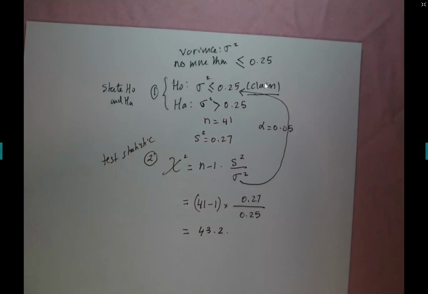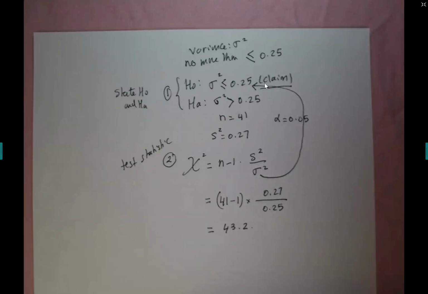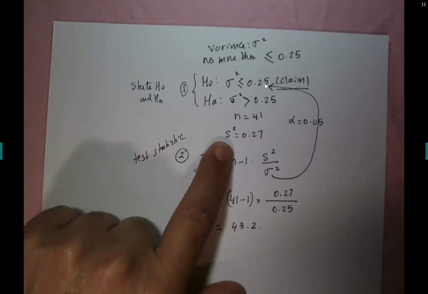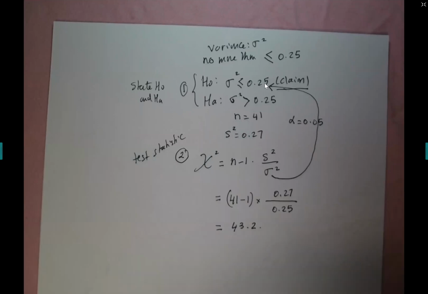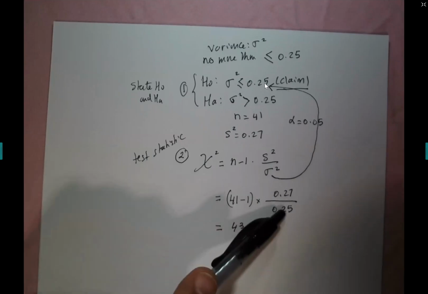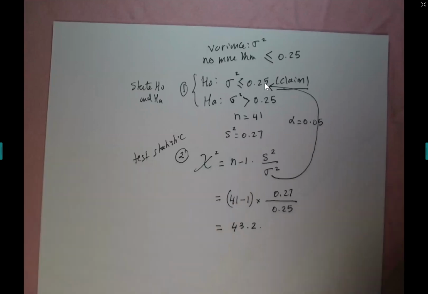Okay. I have a question. So did he square S squared? No, he says in the problem the variance is 0.27. Once he says the variance, you already have S squared. But if it says in the problem the sample standard deviation is 0.3, and you need S squared here, you would need to square 0.3. So you make it 0.3 times 0.3. If he gives you the variance, you do nothing. If he gives you standard deviation, then you square it. Okay, so this is 43.2. So that's step number 2.